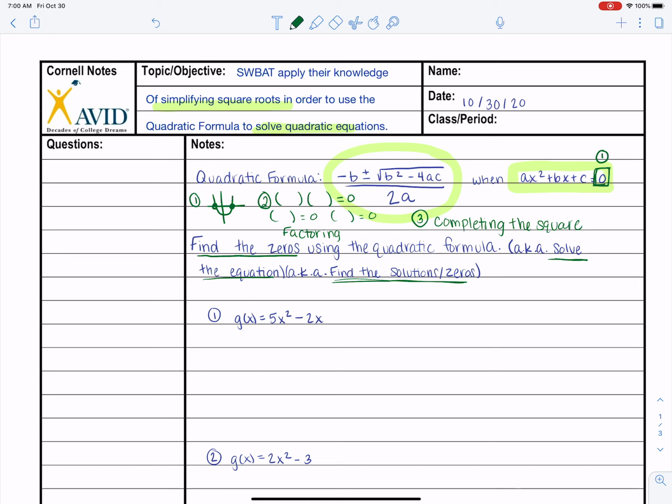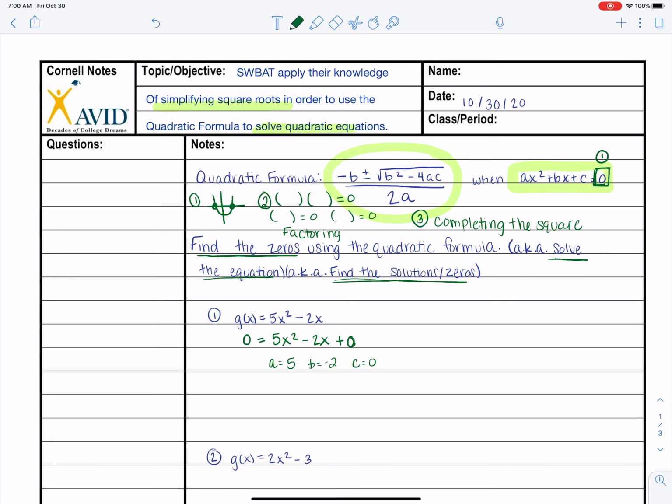All right, example number 1. First, we need it to equal 0, so we're going to turn y to 0. So when y is 0, that means we're on the x-axis. 0 equals 5x squared minus 2x. Now, this is missing the c part, so we're going to add a plus 0, because there is no c, so we use 0 to represent that. So in this equation my a value is 5, b is negative 2, and c is 0.